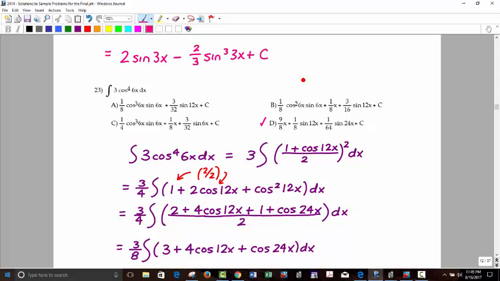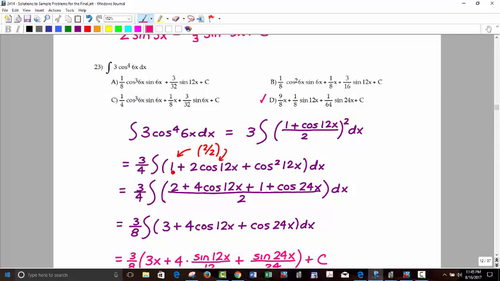We had that special integrating identity that says cosine squared of x equals 1 plus cosine of 2x, all divided by 2. But you have to double your angle. So in this case, cosine squared of 6x would be 1 plus cosine of 12x divided by 2, and that's squared. So the 2 squared on the bottom makes a 4, which I just brought out with a 3.